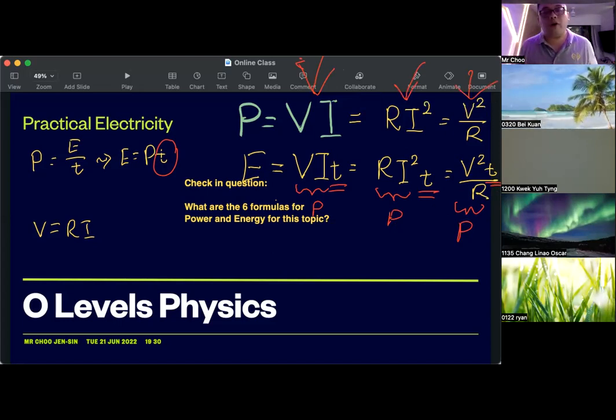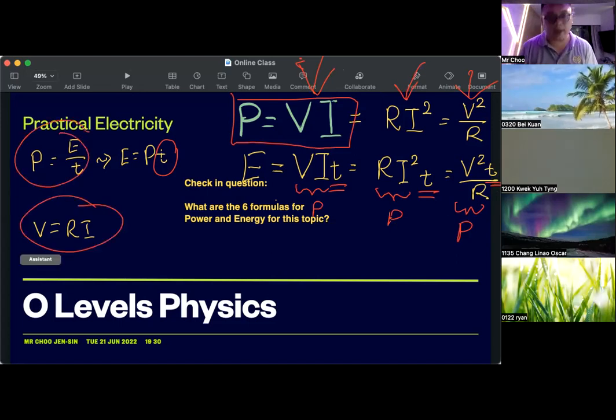So for this topic, you just need to remember this formula in green, plus the other two formulas that you learned in the previous topic, this one and this one. You know these two formulas from your previous topic, and for this topic you just need to remember the formula in green. You'll be able to derive the other five formulas here. Is that clear?